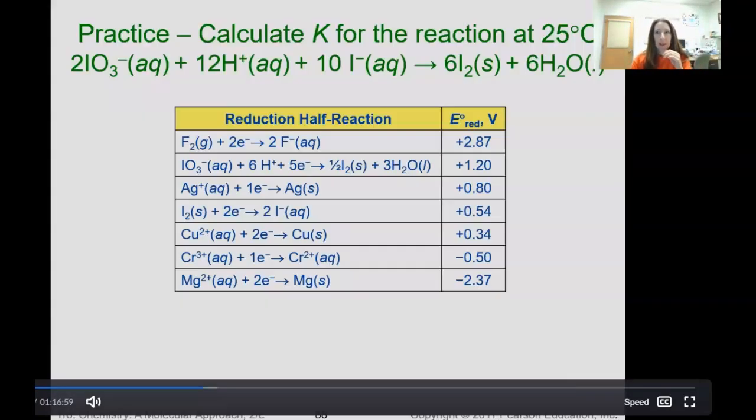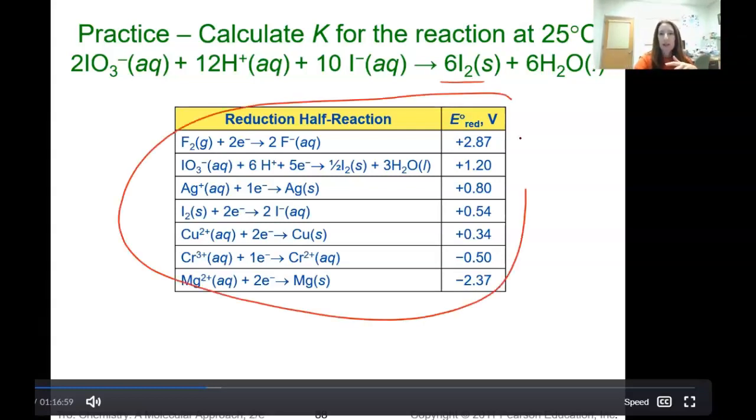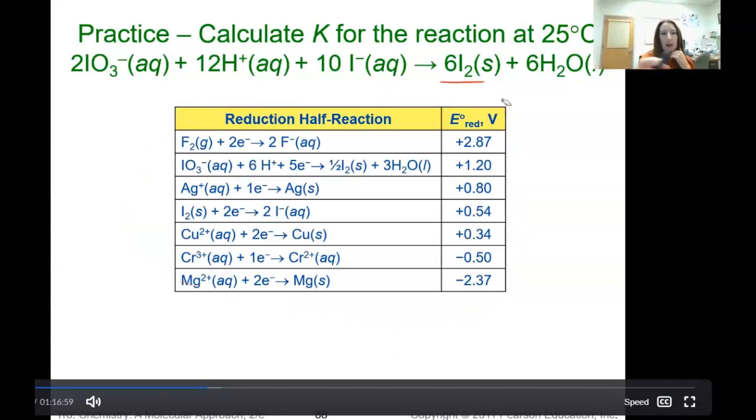Okay, let's try another one. We've already done this reaction a couple times. This time we're going to calculate K for the same reaction, using the exact same math we did before, deciding which 2 half-reactions we're going to use. On your exam and your quiz, I'm going to give you a piece of a reduction table. I might even give you a giant reduction table. I'm not sure. But you just go and find the reactions you're going to use.